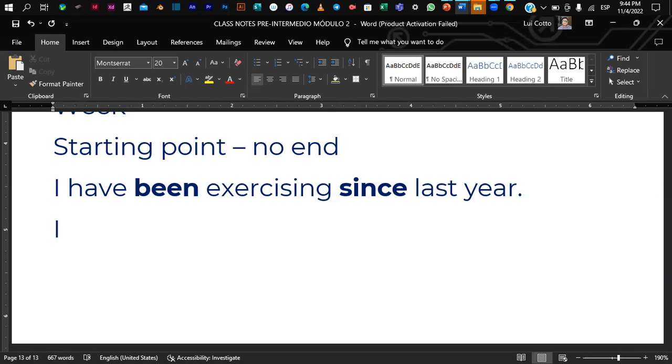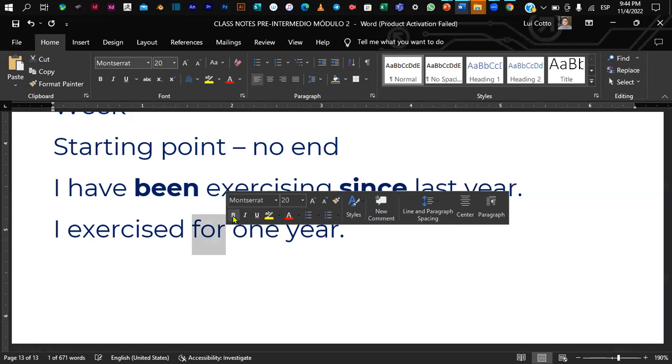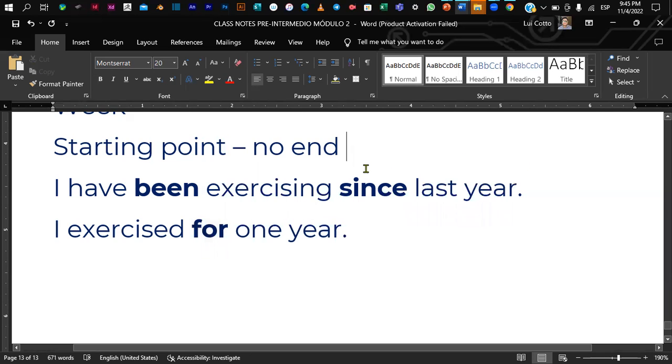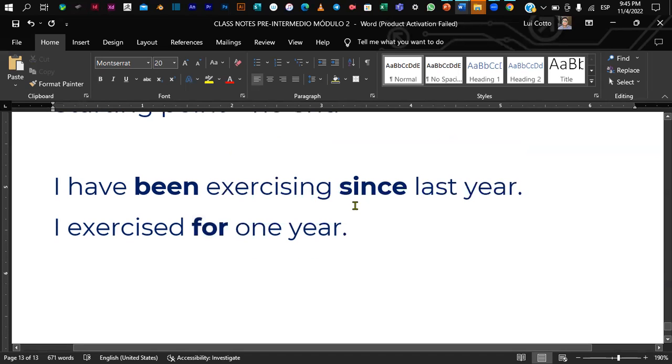Exercised with D. I exercised in the past for one year. Okay, for 1 year. What is the difference between those two? The difference is? It's a specific time. One year, correct. How many days is a year?